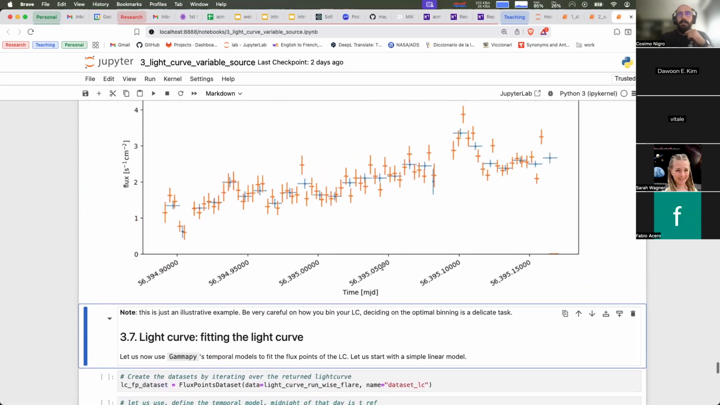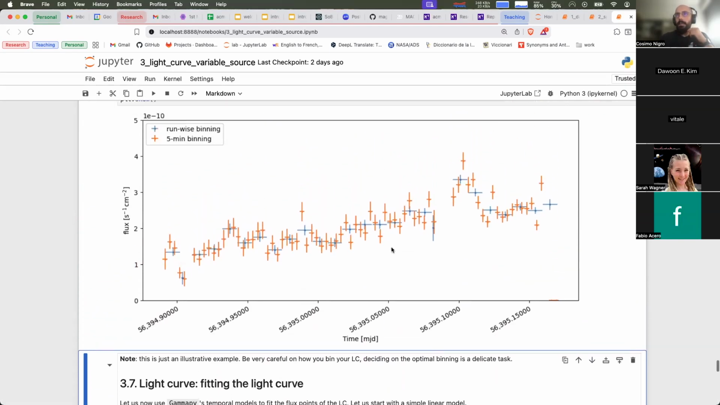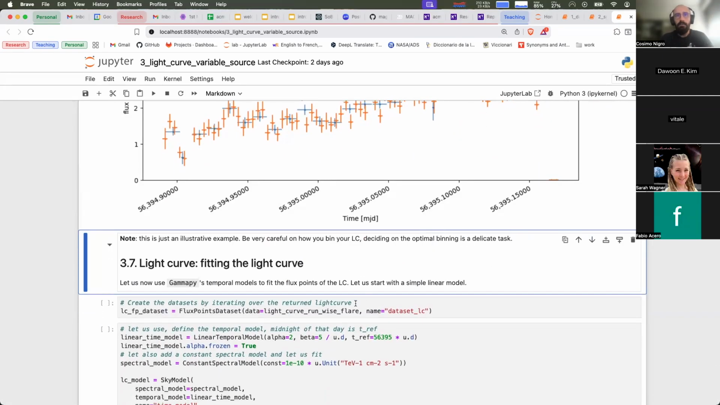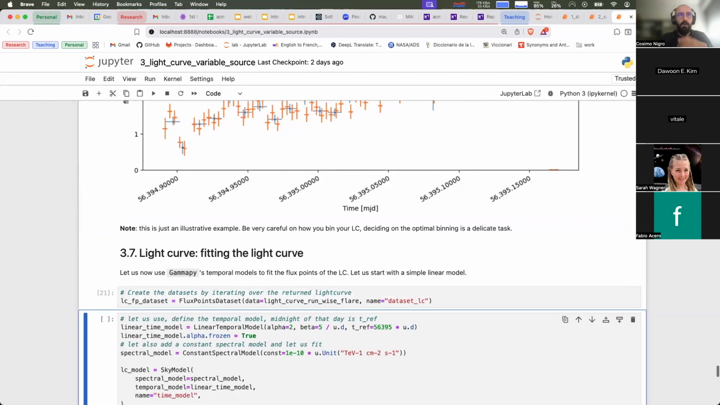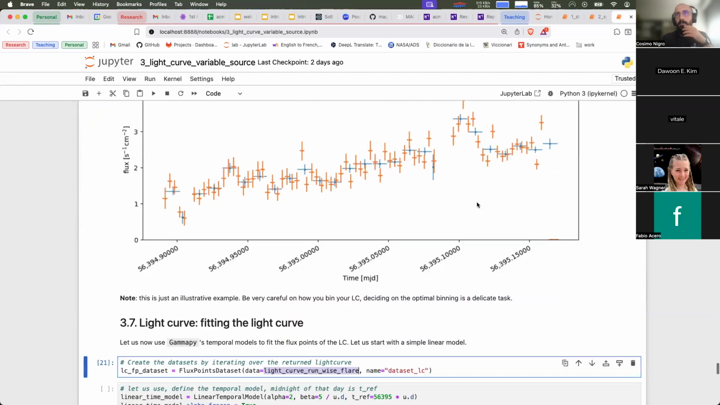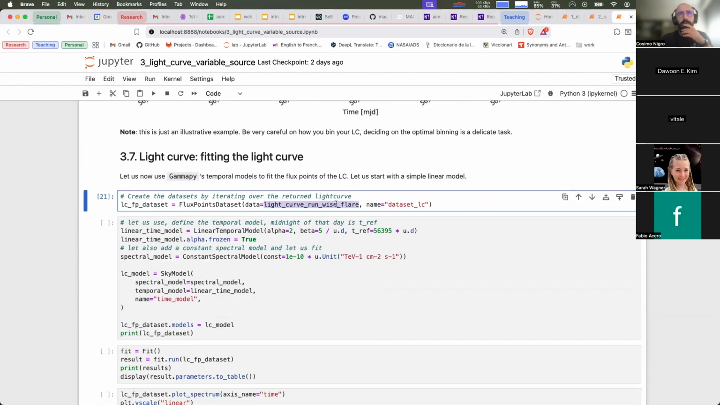And then as a last step, let's actually fit this light curve, right? Maybe we have some physical model or we just want to fit it with an analytical model, the time variation. So I defined a flux point data set with the light curve data, with a run-wise light curve. I don't care about fitting the 5-minute light curve. It was just an example. And as we can see, we don't learn anything new.